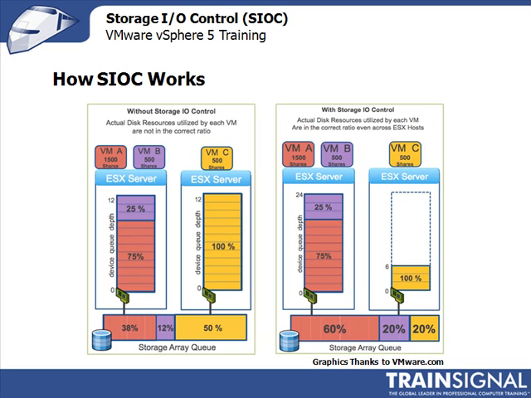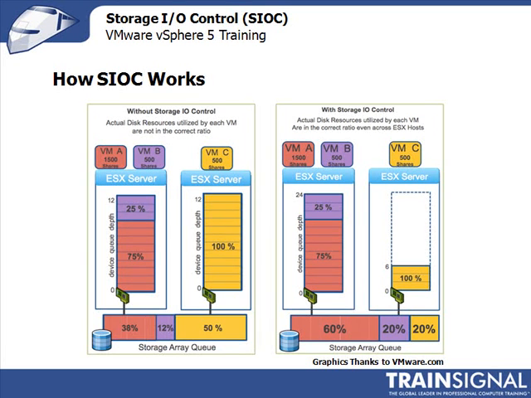So on the right-hand side, with Storage I/O Control enabled, you can see the resources and the proportions of those resources in the storage array queue. Those have changed drastically because virtual machine A has 1,500 shares allocated to it, whereas virtual machine B and C only have 500 each. So virtual machine A should be getting 60% of the storage array queue, and virtual machine B and C should only get 20% respectively. Whereas before, virtual machine A was only getting 38% of the storage array queue, and virtual machine C was actually getting 50%, even though it only had 500 shares allocated compared to 1,500 shares for virtual machine A.